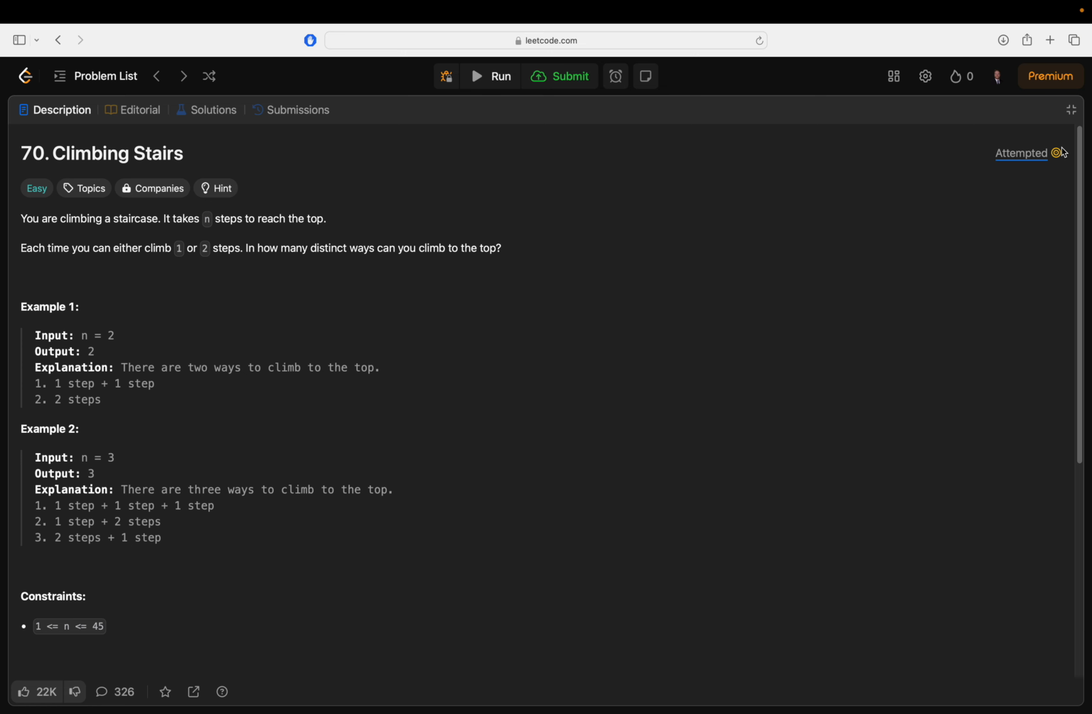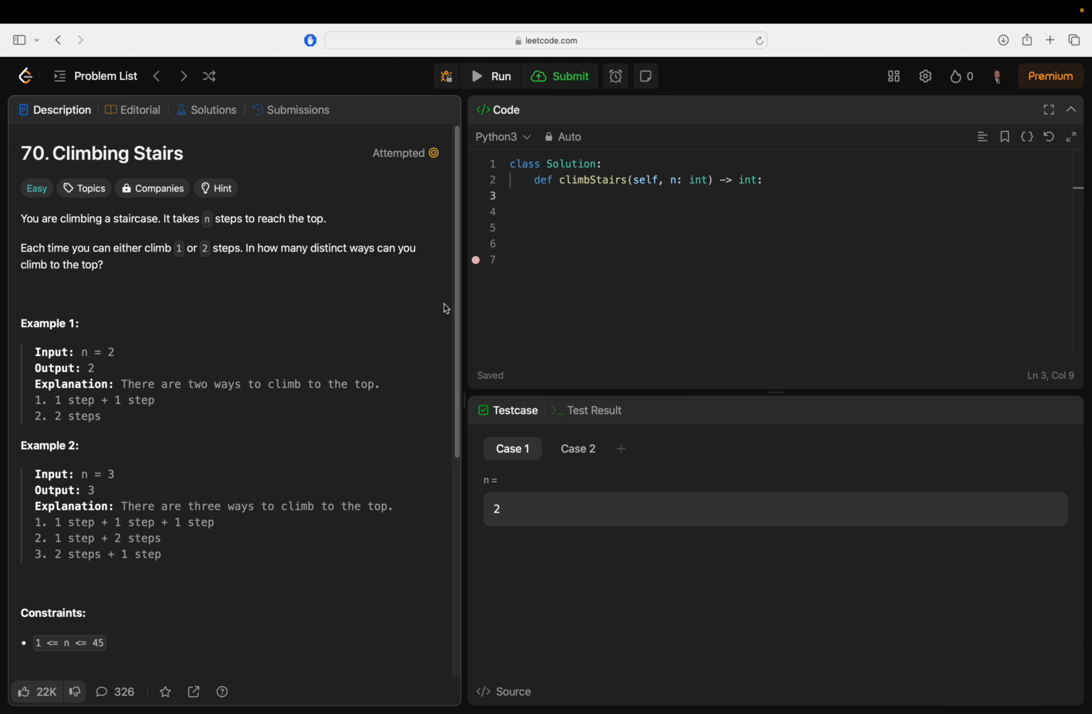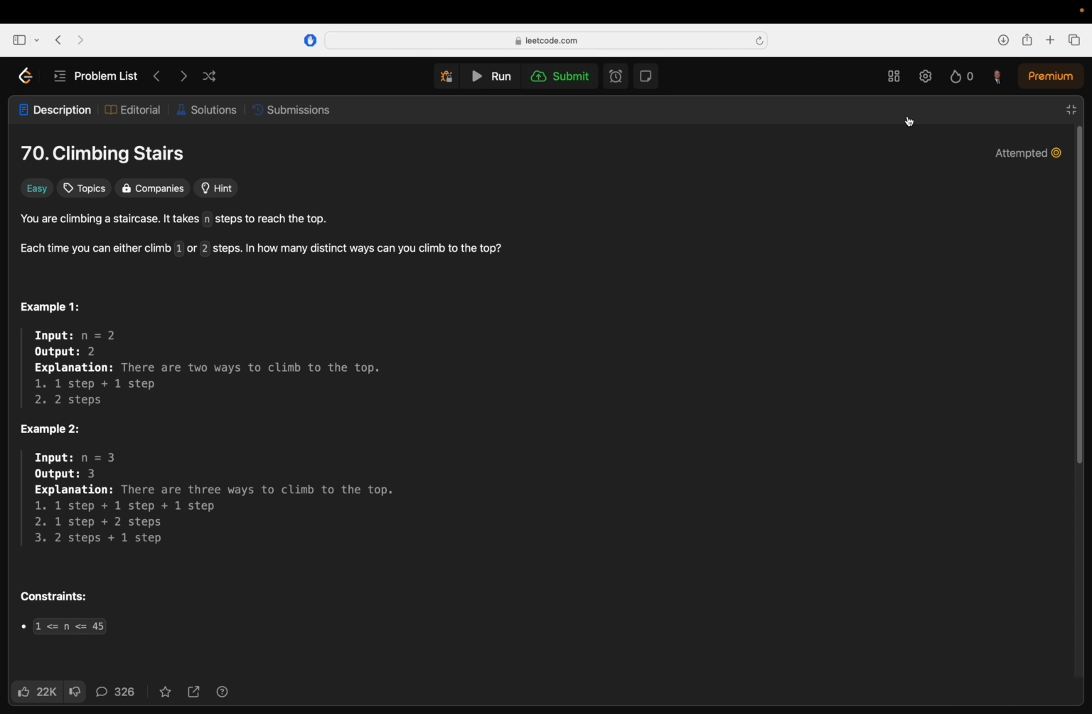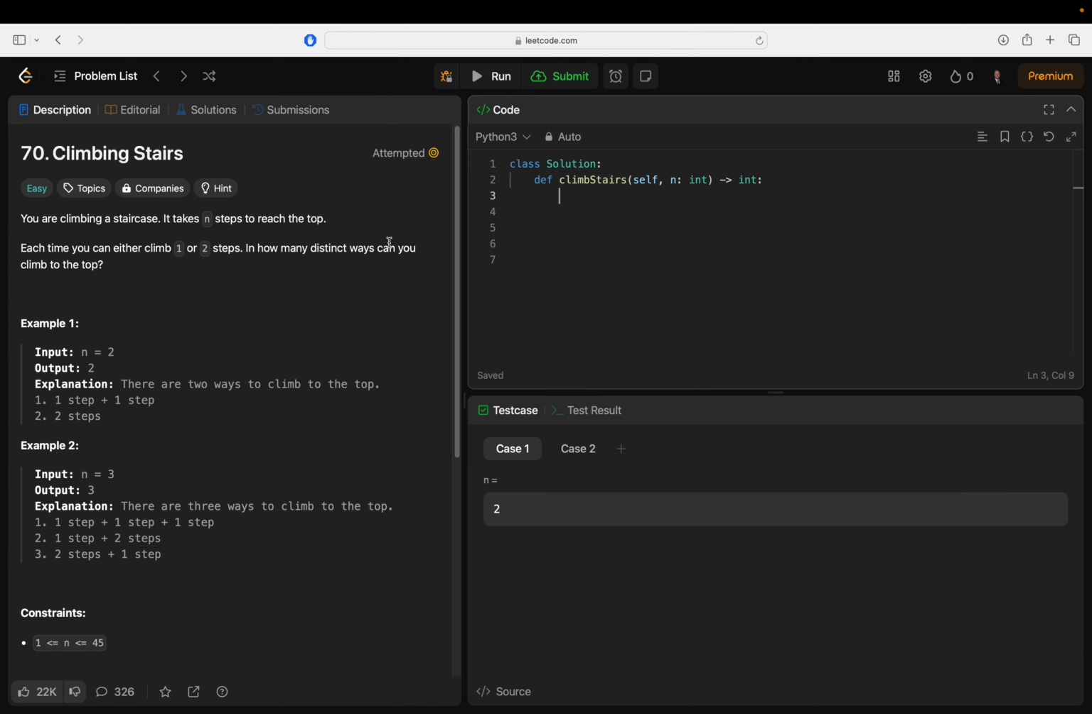So you can see this one's attempted again. Yeah, I'm going through the ones that I tried once and it didn't work right away and I gave up. But I don't know. Feeling good right now. So let's go through it.